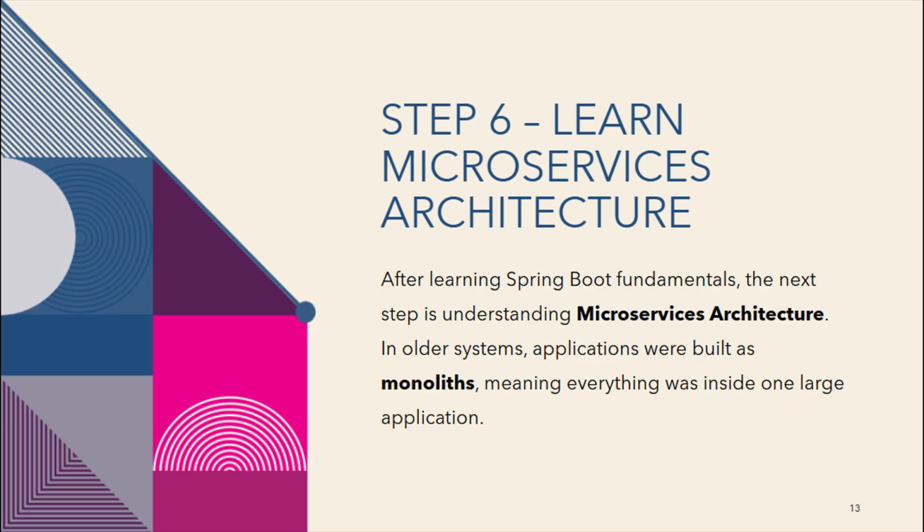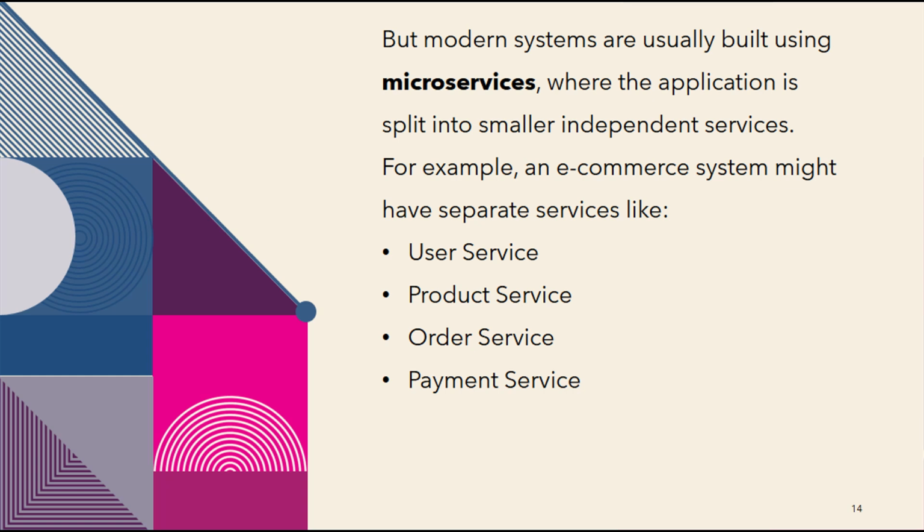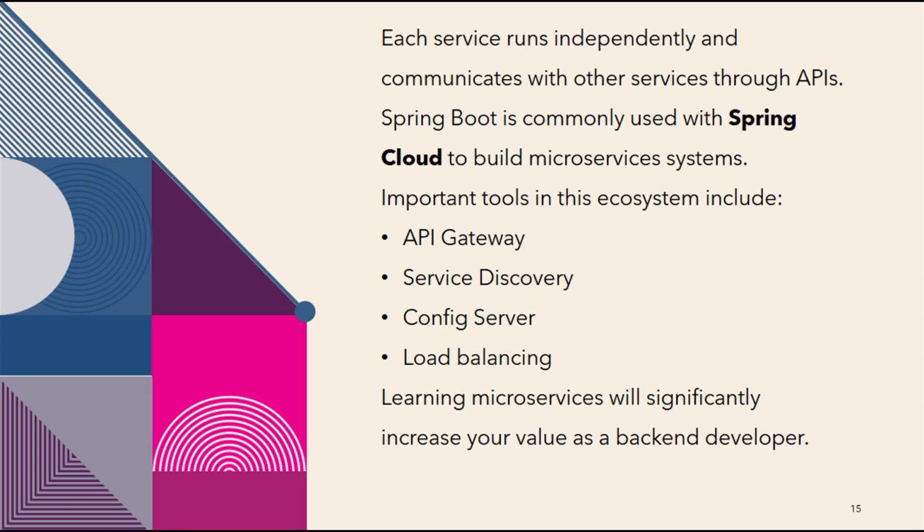Step 6. Learn microservices architecture. After learning Spring Boot fundamentals, the next step is understanding microservices architecture. In older systems, applications were built as monoliths, meaning everything was inside one large application. But modern systems are usually built using microservices, where the application is split into smaller independent services. For example, an e-commerce system might have separate services like user service, product service, order service, payment service. Each service runs independently and communicates with other services through APIs.